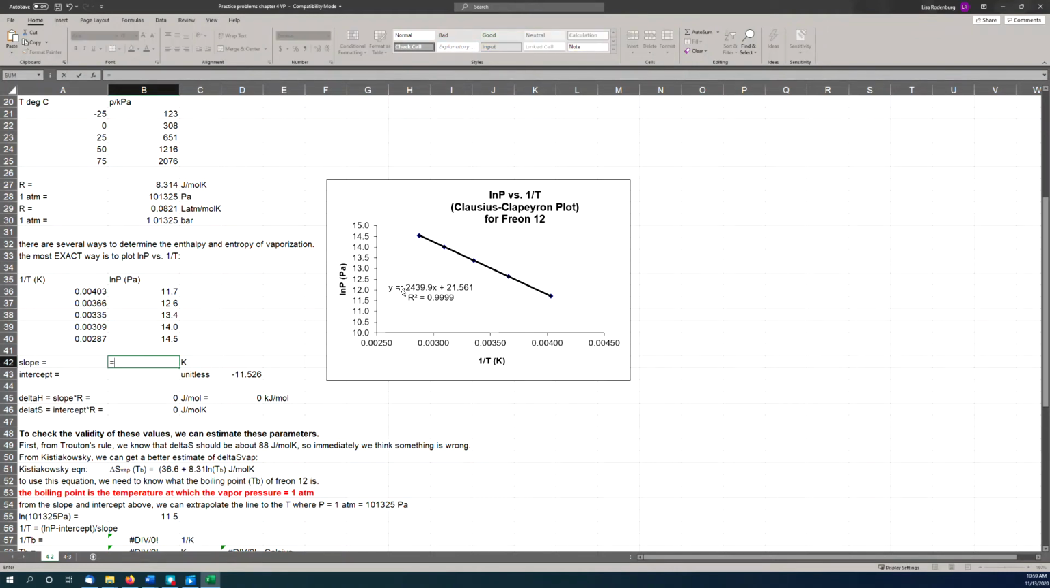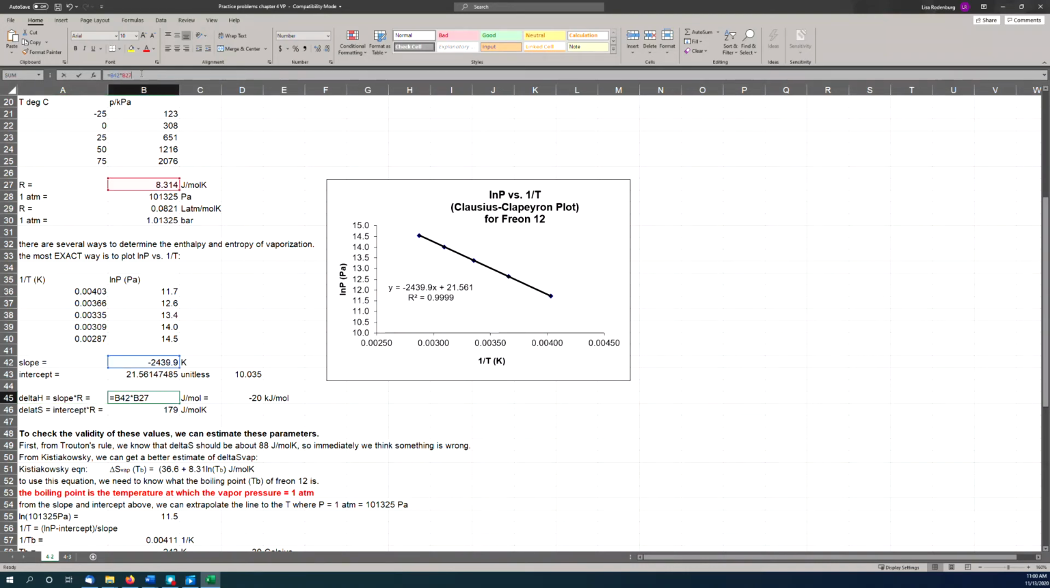We could just literally read it off the graph, but I'm going to do this in Excel. Slope, y, comma, x, boom, there's my slope, and I can do the same thing here. Intercept, y, comma, x, boom. Okay, so here's my intercept. And so what I know is that the slope of this line is delta H over R. So to figure out delta H, I have to take the slope and multiply it by R, right?